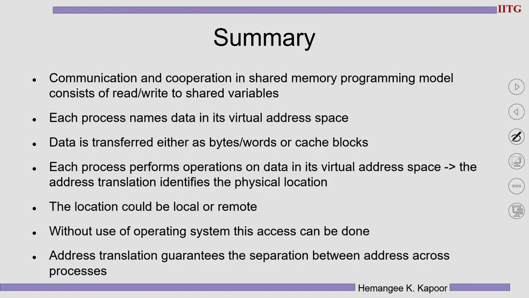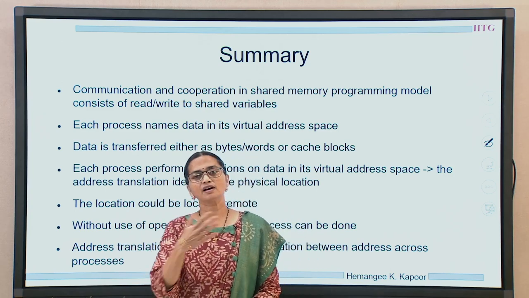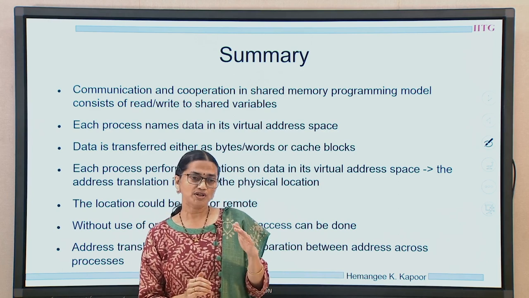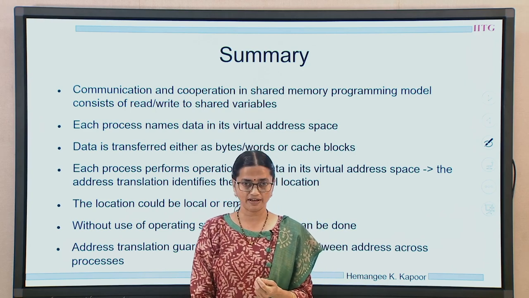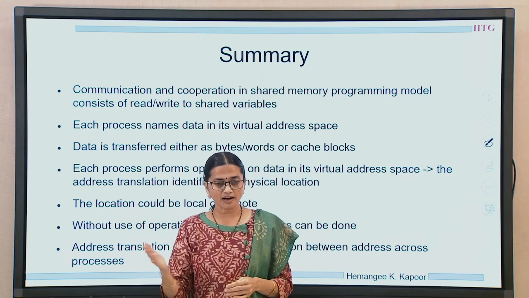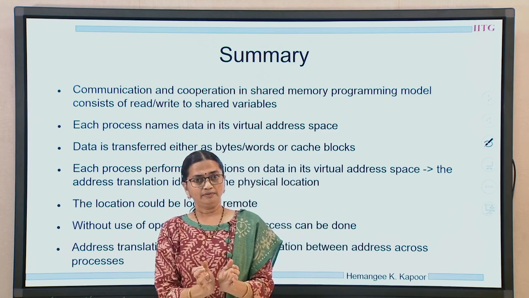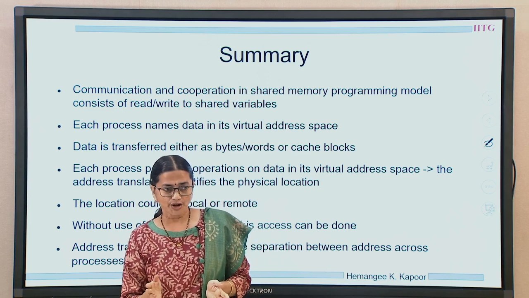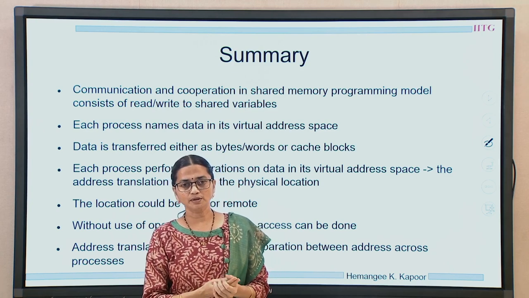To summarize, we have seen that communication, that is sending and receiving information or sharing data across processes, and cooperating with each other is the main foundation for doing this. And for communication and cooperation in a shared memory architecture, we use reads and writes to shared variables. Each process has its own virtual address space. Some portion of this virtual address space is shared across all the processes. Probably the addresses could be different, but they point to the same physical location. Then data is transferred between the processes at the level of bytes, words, or even cache blocks. So the granularity of transfer depends on the type of programs in the system.